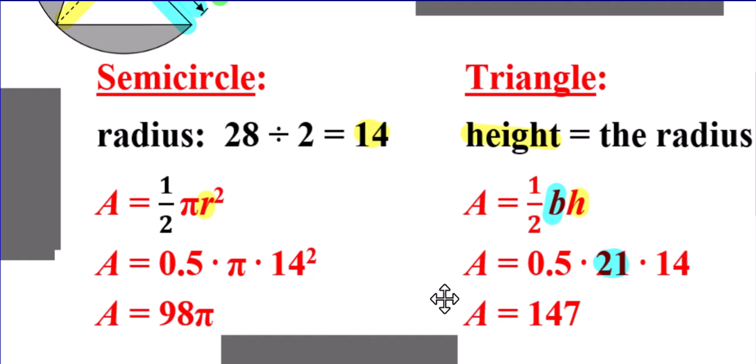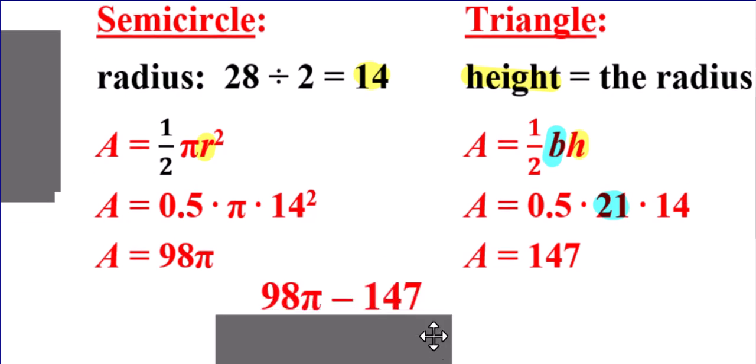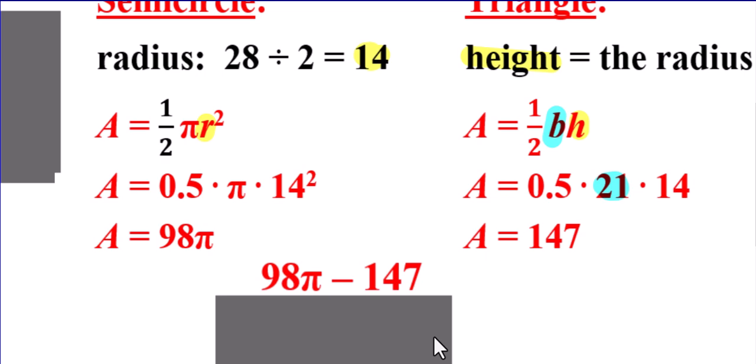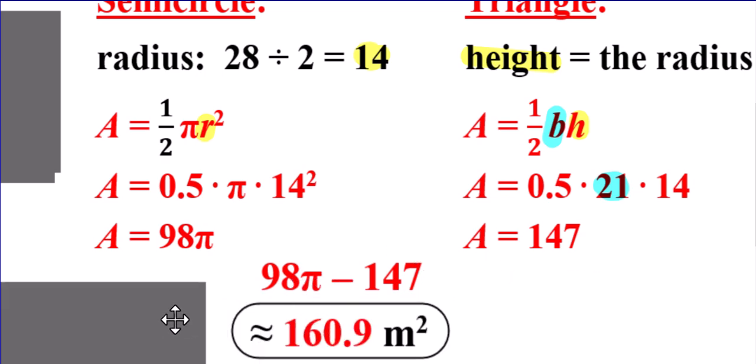Okay, from here, we will subtract away, just like we did on problem number 5. Subtract the total area of the semicircle minus the area of the triangle. Don't switch that order. I know some of you are thinking 147 is bigger. It's not. This is 98 times pi. Pi is, remember, 3.1415926, yada, yada, yada. So this is going to be an answer on the left bigger than 147. Trust me, it is. All right, subtract in your calculator.